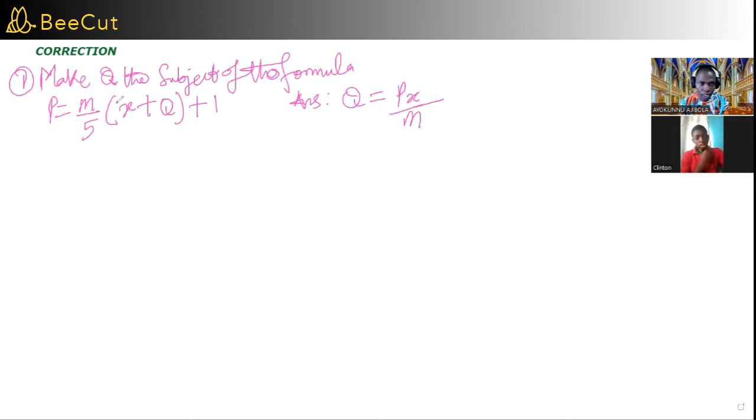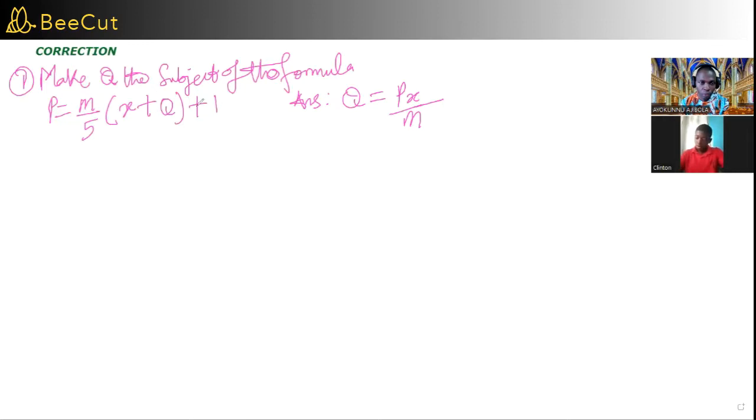X. Then immediately after the bracket, what do you have here? M. Then over 5. So over 5 is 5. Then the farthest is 1. The farthest is what? 1. And the relationship to Q is addition. Yes or no? Yes, sir.